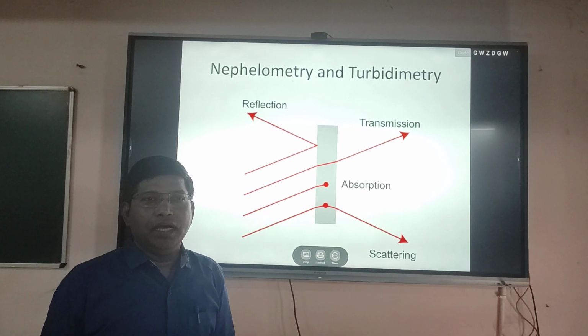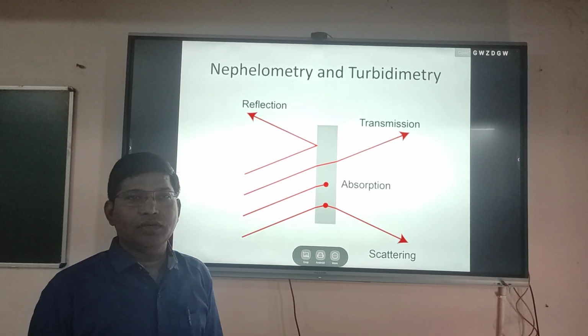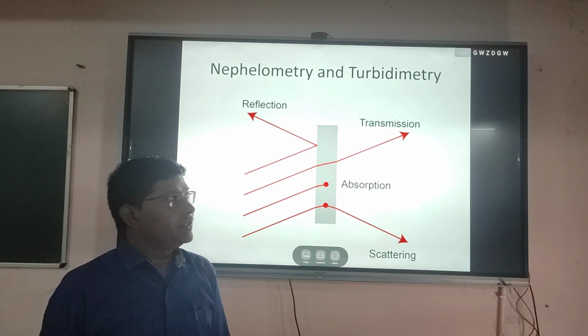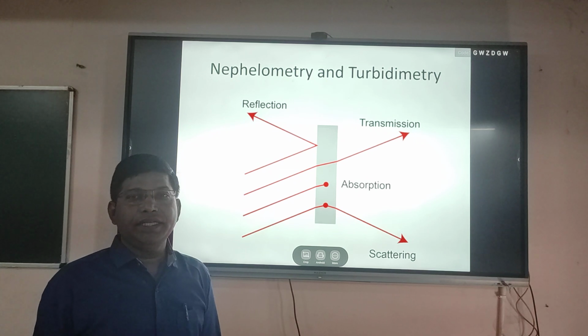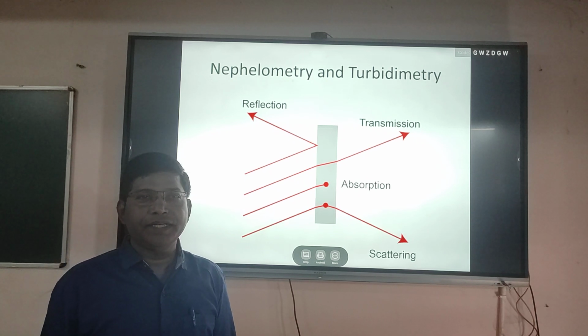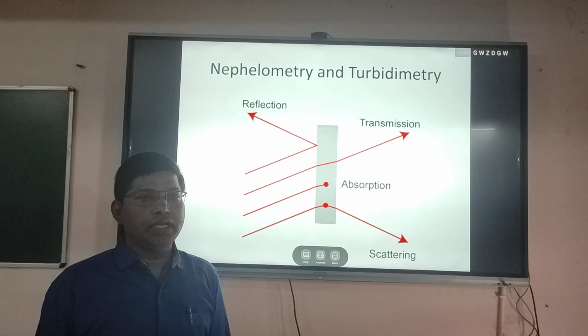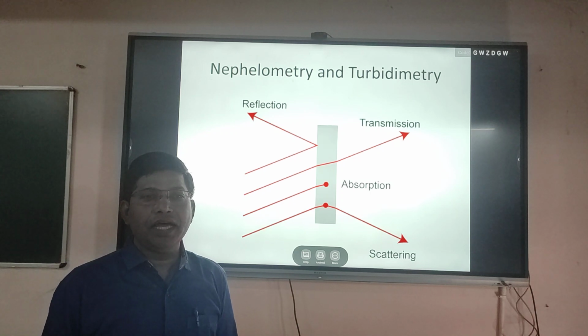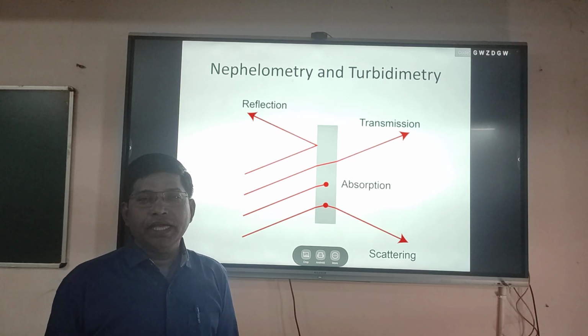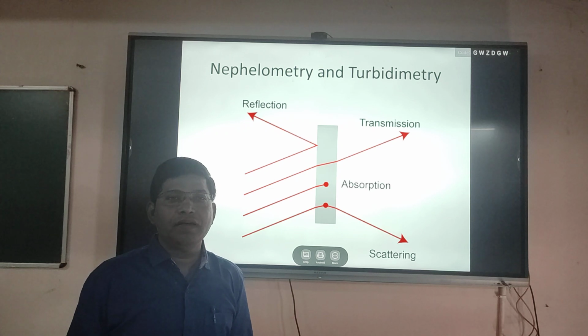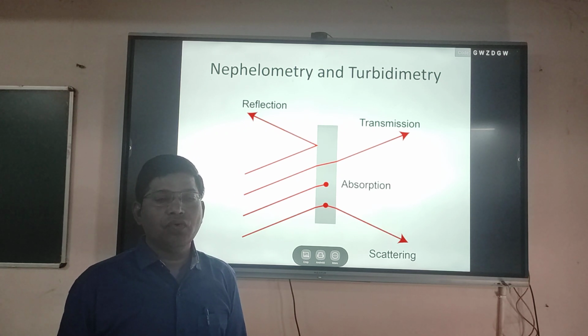Hi everyone. Now we will start another good topic on spectroscopy. Today I will let you know about nephelometry and turbidimetry. Both of these techniques are molecular spectroscopy, and both nephelometry and turbidimetry can be used for quantitative analysis of a chemical substance from an unknown solution.